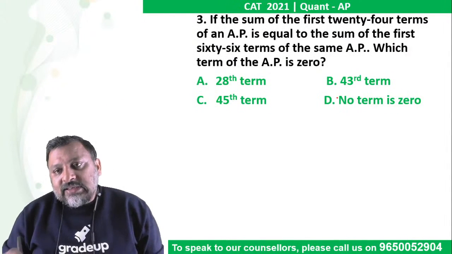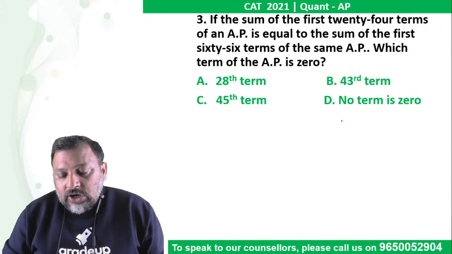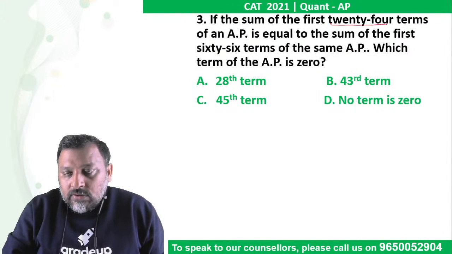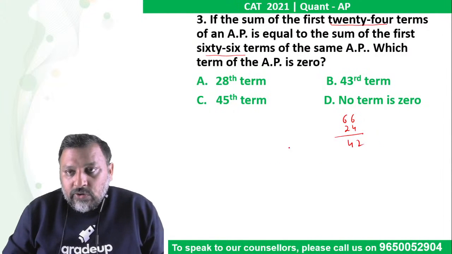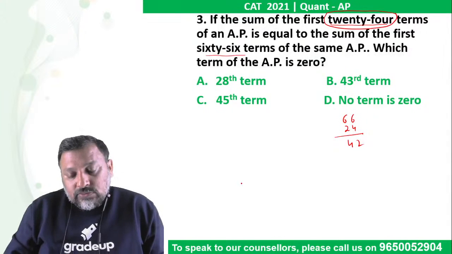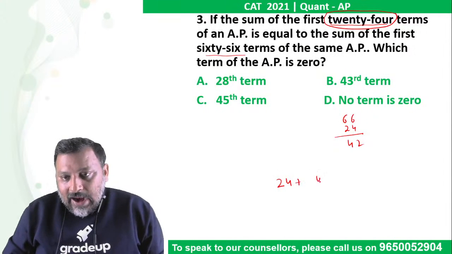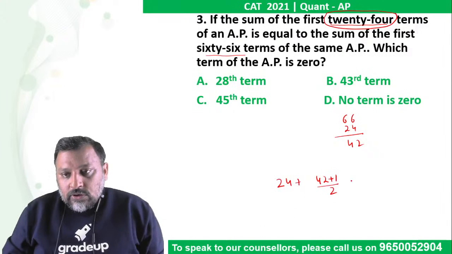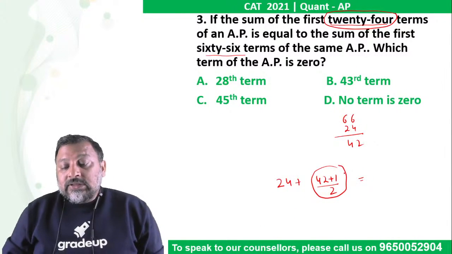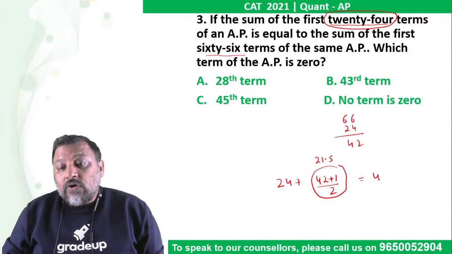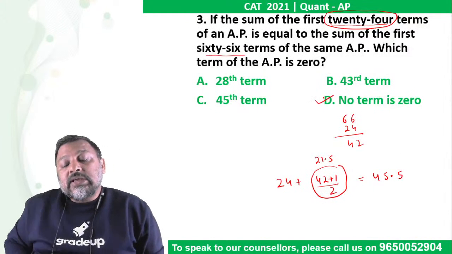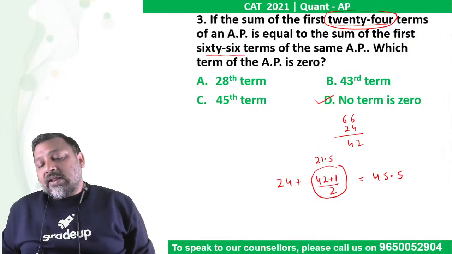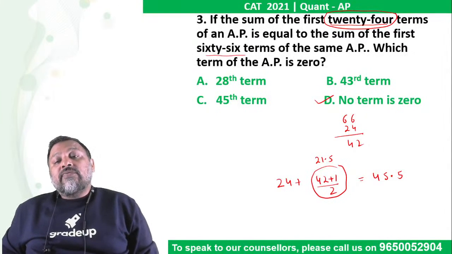See, if I apply the same thing here, if I get this 24 and this is 66, so 66 and 24, the difference is 42. So what we do is, to the smaller value 24, I add (42 plus 1) by 2, which is 21.5. So what you get is 45.5. Okay, so if a decimal is coming, that means this is the answer. See, it is not a compulsion for every AP to have a term which is 0.